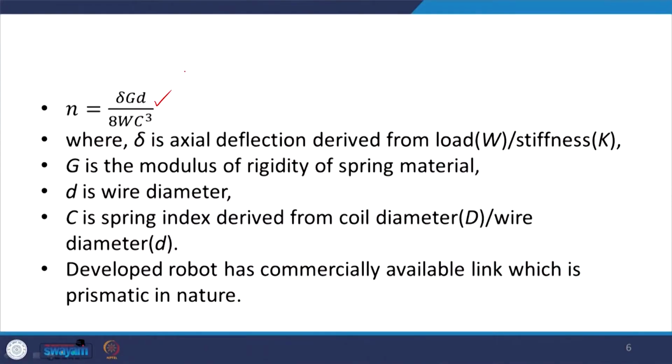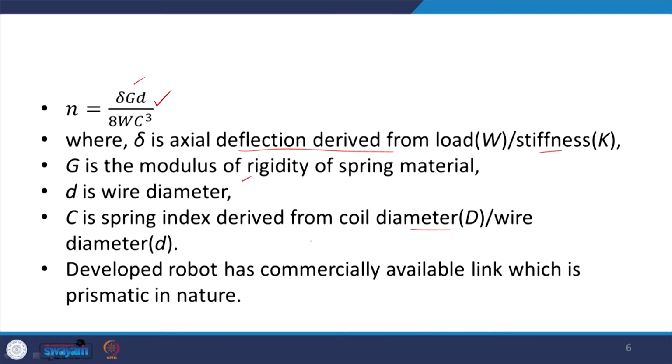Suppose the number of turns of the spring can be decided by the popular formula, that is delta G d by 8 W C cube, where delta is the axial deflection derived from the load divided by stiffness, G is the modulus of rigidity of the spring material, D is the wire diameter, and C is the spring index derived from the coil diameter to the wire diameter.